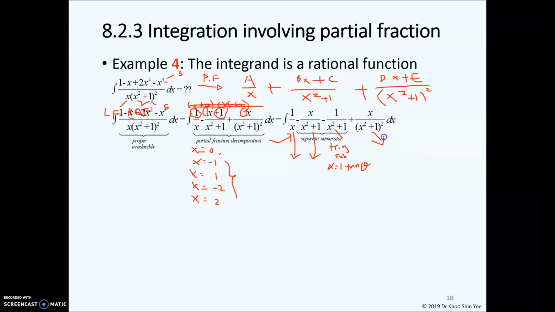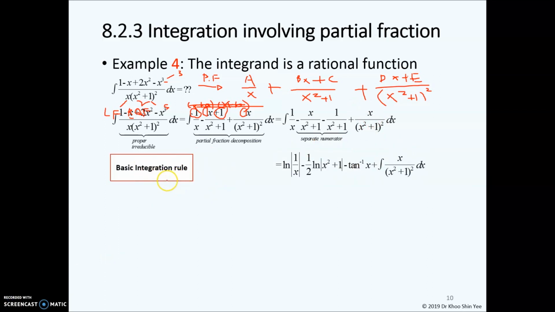And lastly, for this part, we can use the substitution. We let u equal to x squared plus 1. You differentiate, you get 2x. There is a relationship. So we continue. If you're familiar with the basic integration rules, these three terms, you can directly apply the formula and get the result. So let's continue with this.